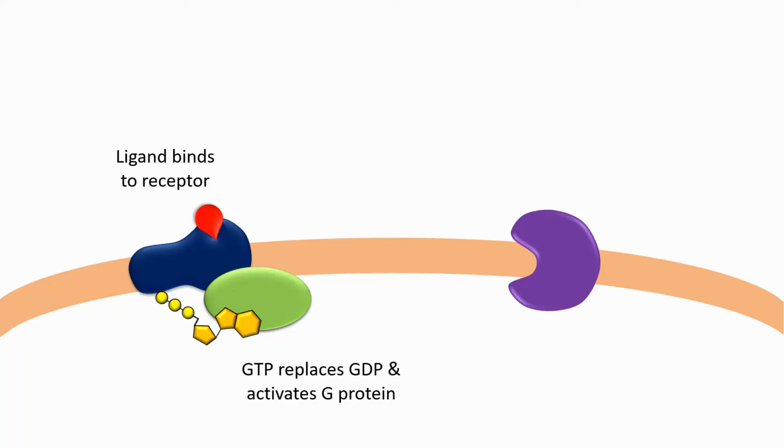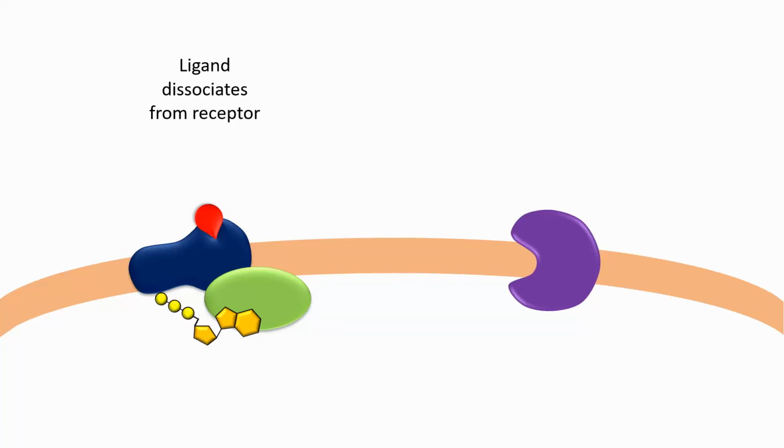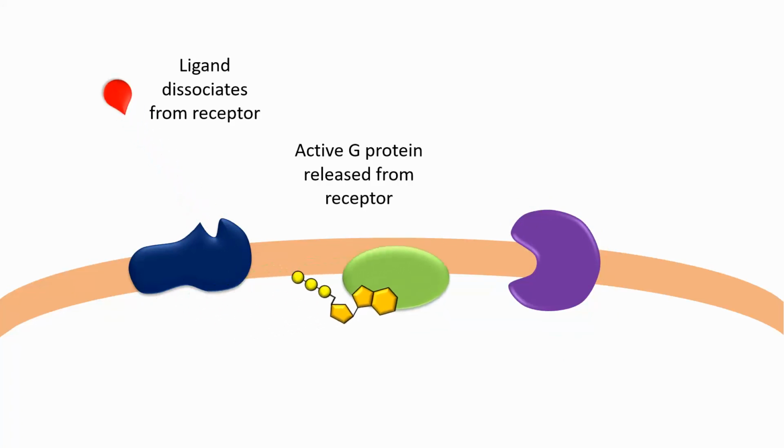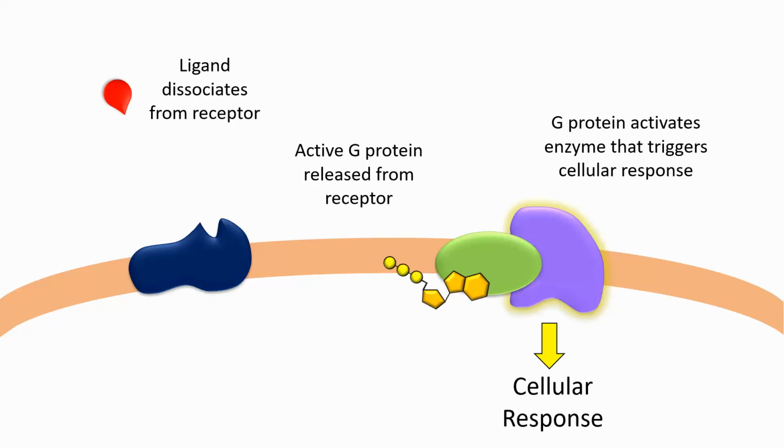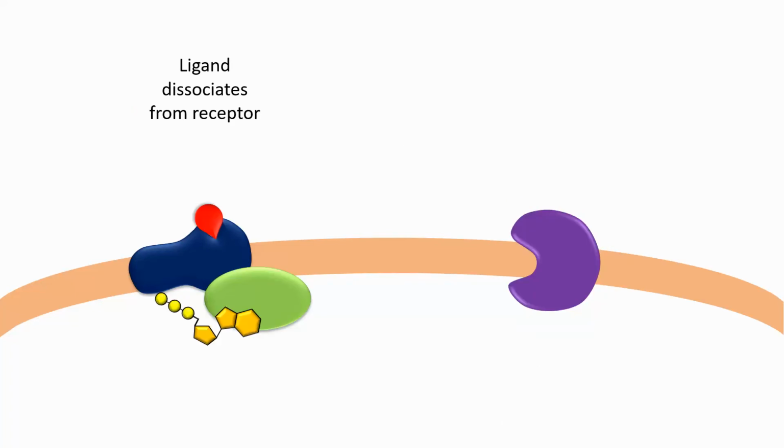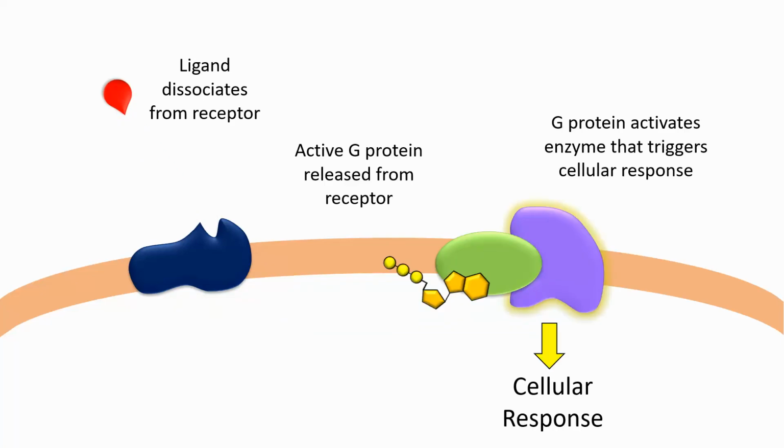Now, it's got a GTP attached to it, so that G protein is going to release from the receptor. The ligand can also release as well. I did that too fast. Okay. Then the active G protein is released from the receptor. It can then go on to activate an enzyme nearby, which is going to trigger some sort of cellular response. Notice we have our inactive enzyme, it's a darker purple. Our active enzyme, on the other hand, is that lighter purple, just to show you what's happening.